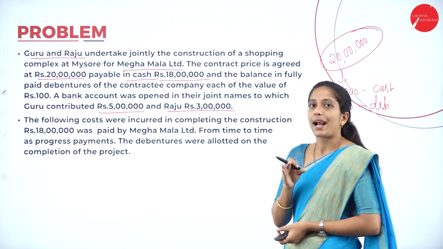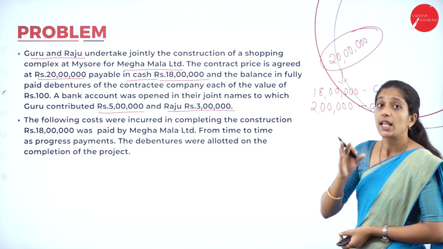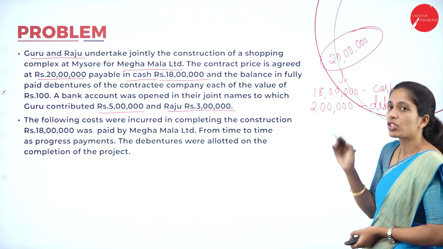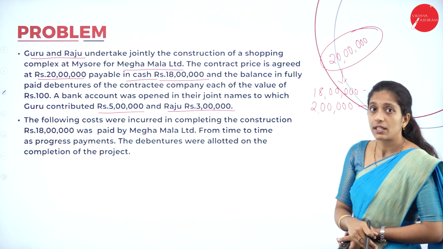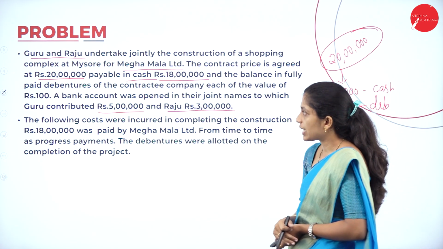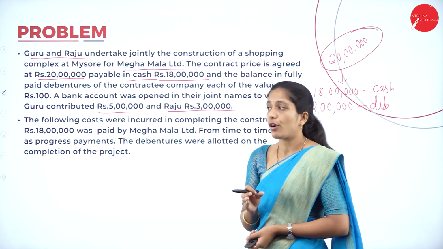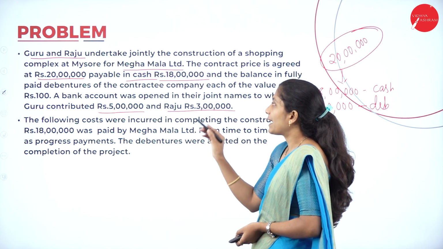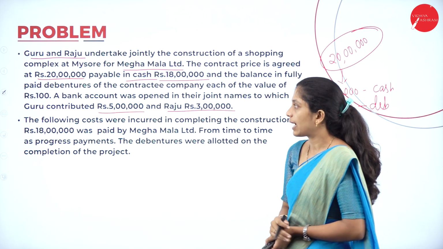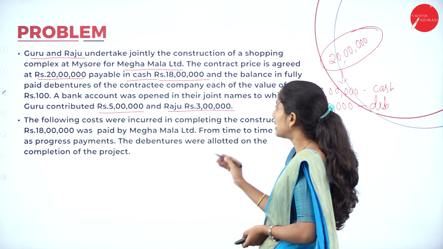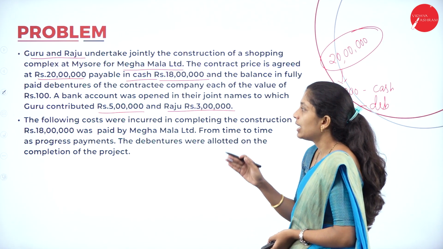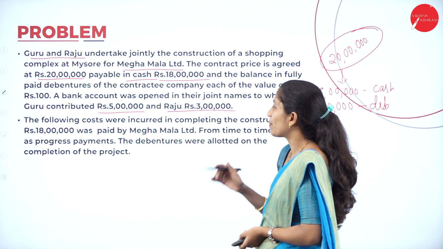So the total contract price is 20 lakh, out of which 18 lakh is paid in the form of cash and 2 lakh will be paid in the form of debentures of rupees 100 each. And for this purpose, they have opened a joint bank account for which Guru contributed 5 lakh and Raju contributed 3 lakh.